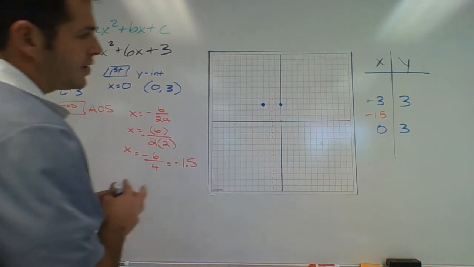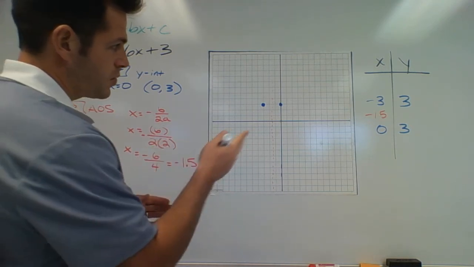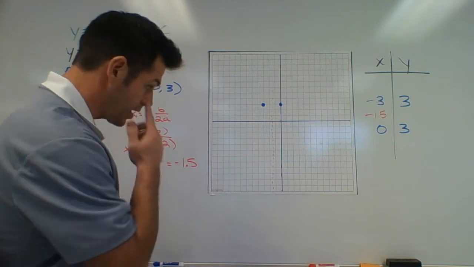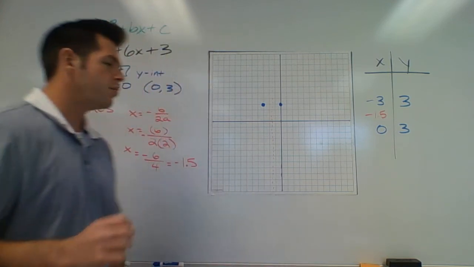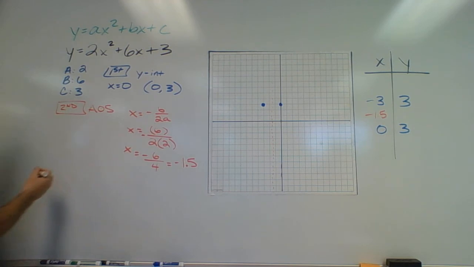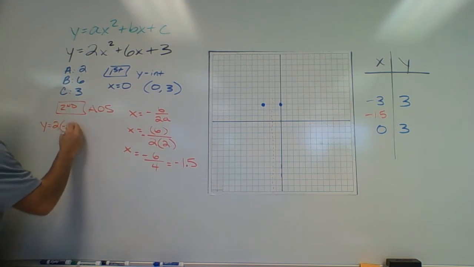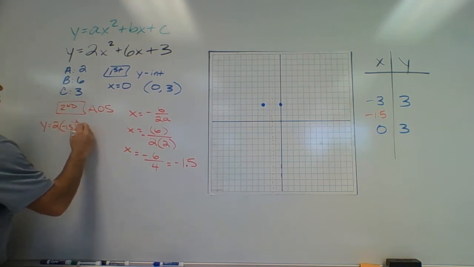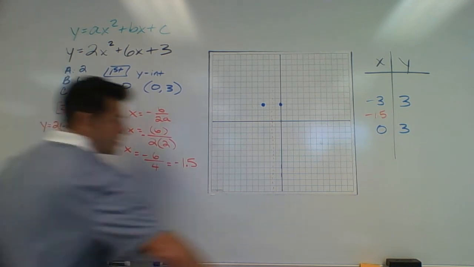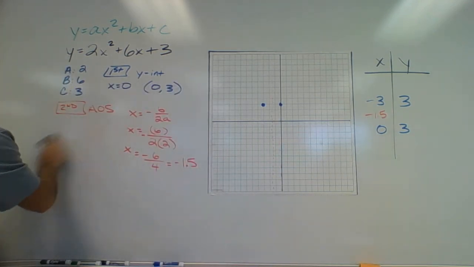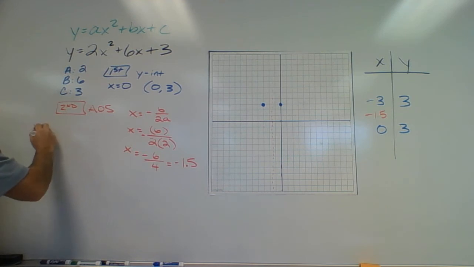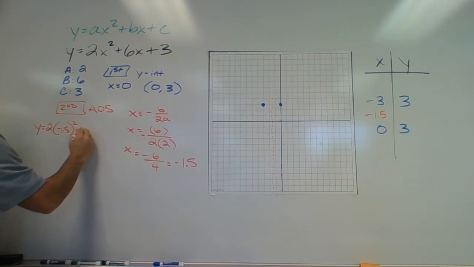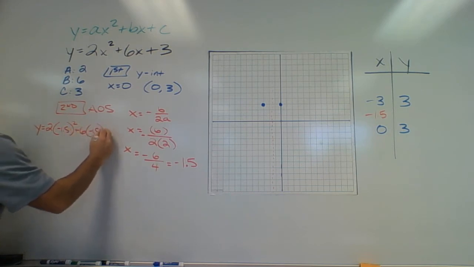We'll go ahead and calculate the rest of the vertex. We already know the x value. The axis of symmetry here is negative 1.5. I'll take that negative 1.5 and plug it into the original function. Might be a good idea to break out a calculator if you don't have one already out with you. 2 times negative 1.5 squared plus 6 times negative 1.5 plus 3.